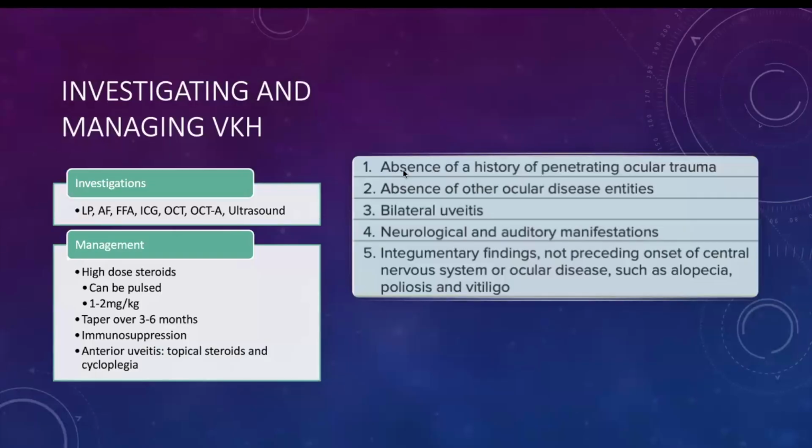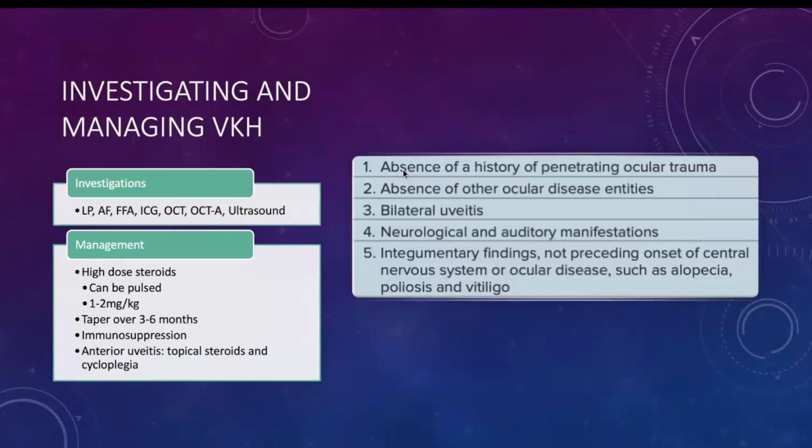These are patients that are going to be treated with high dose steroids. They can be pulsed if they have severe disease. Otherwise, you're going to start them on an oral dose of about 1 to 2 milligrams per kilogram, and taper them down quite long over 3 to 6 months. You might think about using some other immunosuppression. Sometimes steroid sparing agents can be used quite early in managing VKH. And if they're presenting in the chronic phase with anterior uveitis, you're going to treat that the way you do with any other anterior inflammation.